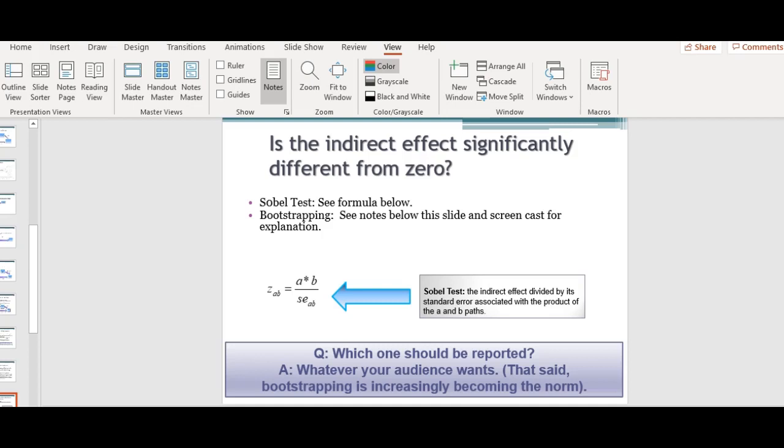Now, bootstrapping is the better way. If you do report the Sobel test, it's really important to report the bootstrapping as well. But you can report the bootstrapping and not the Sobel test. So the bootstrapping is the important one here. Having said that, it will depend on what your audience wants. Sometimes people will still ask you for a Sobel test because it was the older way of testing for indirect effect significance.